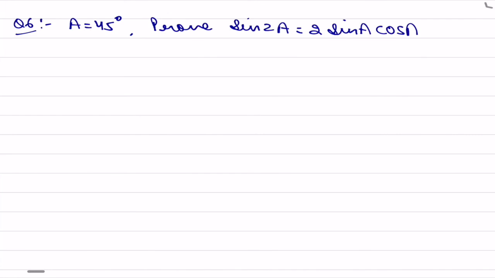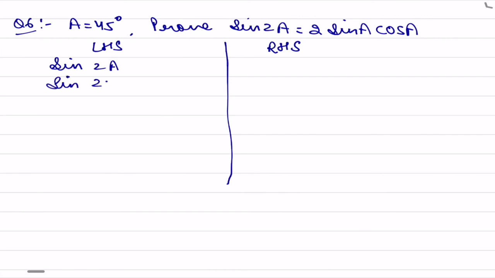Question number 6 of your book. It's given that angle A is 45 and we have to prove sine 2A is equal to 2 sine A into cos A. Here always remember you have to solve the left hand side and right hand side separately. So first pick up the left hand side, sine 2A. A value is 45, so 2A is one angle. So sine 2 into 45 is sine 90. Sine 90 value is 1. So our left hand side value is 1.